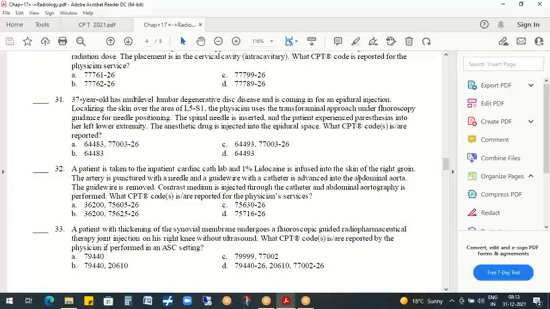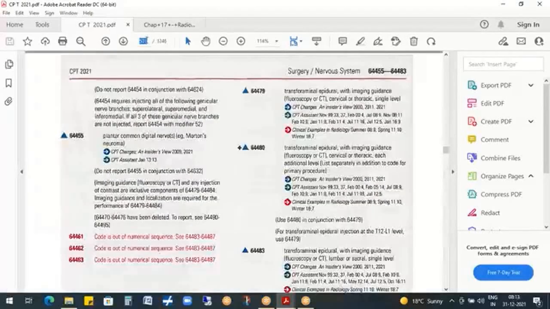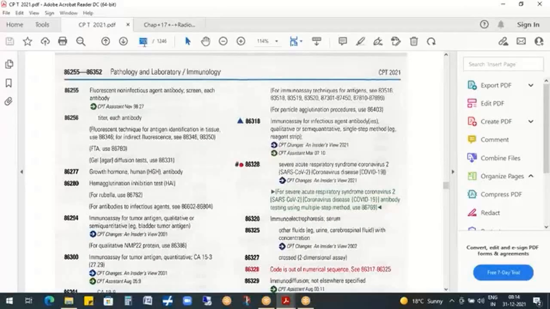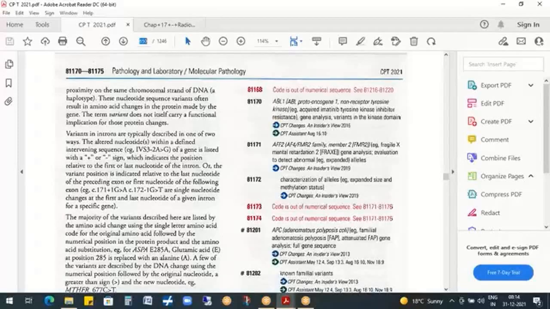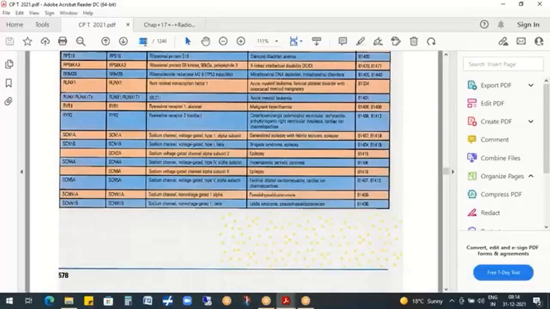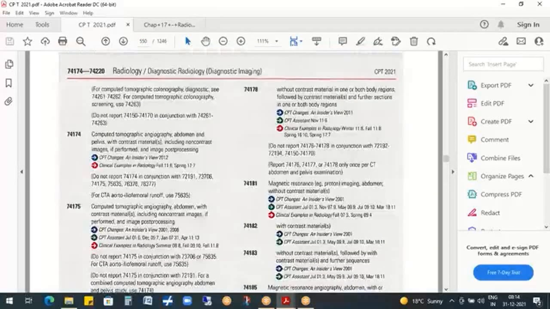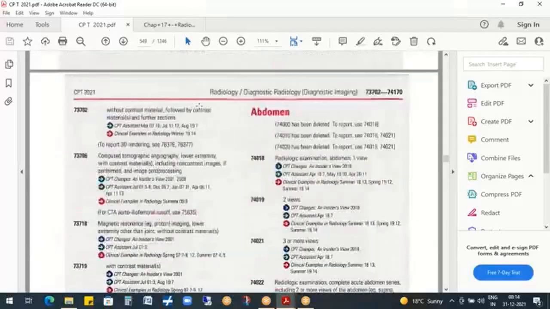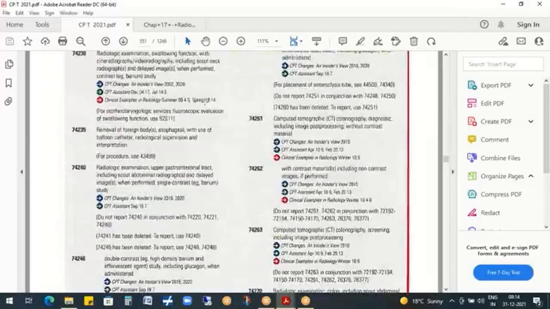Next, make a heading: diagnostic ultrasound. Go for diagnostic ultrasound in CPT.